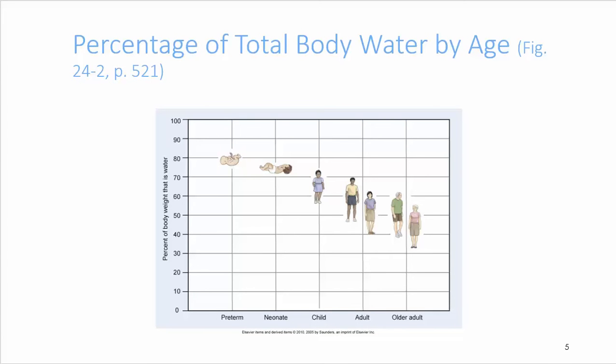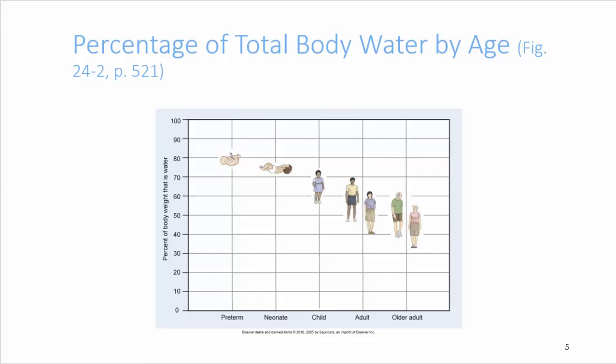So this is just a chart showing that preterm neonates are a lot of water. Neonates still have quite a bit. Children have a little bit less. Adults a little bit less, and the elderly a little bit less. We kind of desiccate as we get older. Please don't memorize these things.